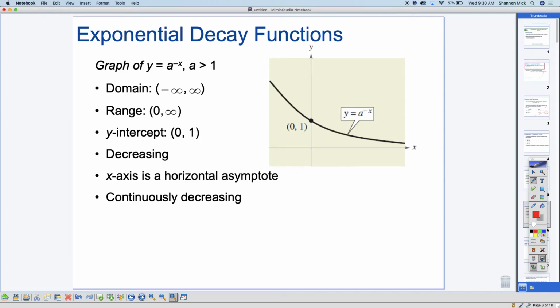They use decay models when they talk about elements and chemicals. They have exponential decay. Or we'll talk about some radioactive isotopes. It's exactly the same as the increasing, but it's decreasing. And what made it decrease? The negative exponent.